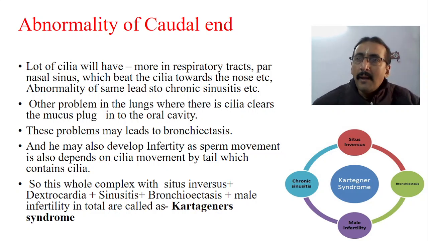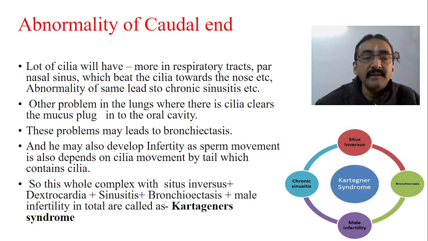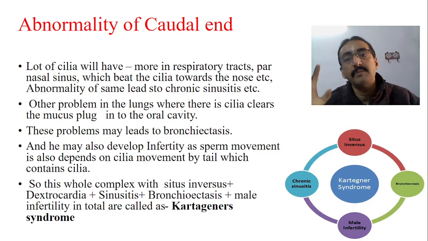Therefore, everything is very important in the trilaminar layer. The smallest error may also cause the biggest problem in future, because that is a blueprint period. So we cannot commit any error there. That will lead to bigger problems in the later part of life. So Kartagener syndrome is just because of the cilia problem.